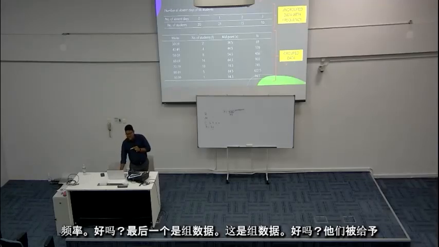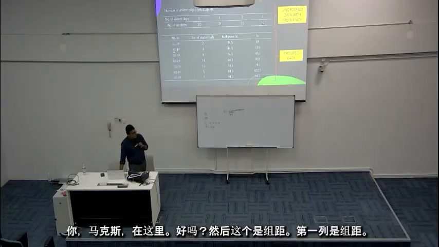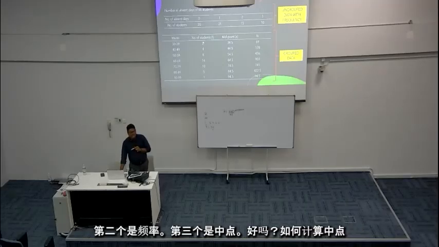The last one is grouped data. This is the grouped data. They will give you marks here, and this one is a class interval. The first column is the class interval. The second one is the frequency. The third one is the midpoint.